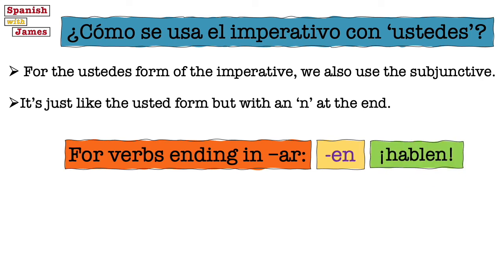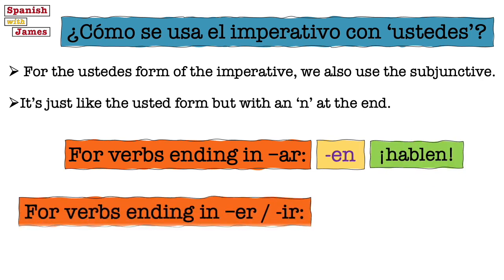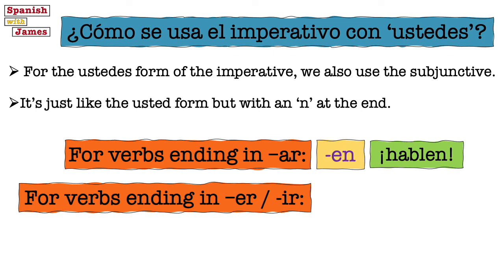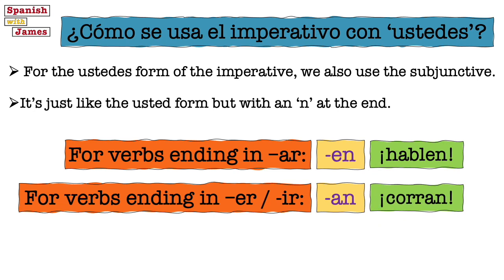So hablar would become hablen. For verbs ending in ER and IR, you're going to add an A. So correr, to run, would become corran. Decidir, to decide, would become decidan. So it's just like the usted form, but with an N on the end.